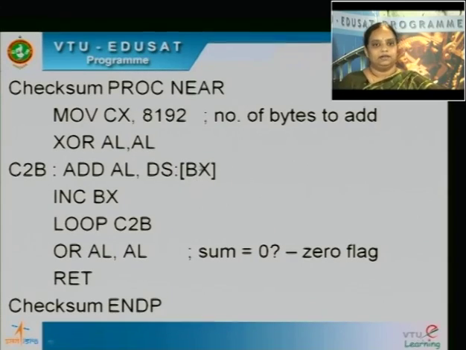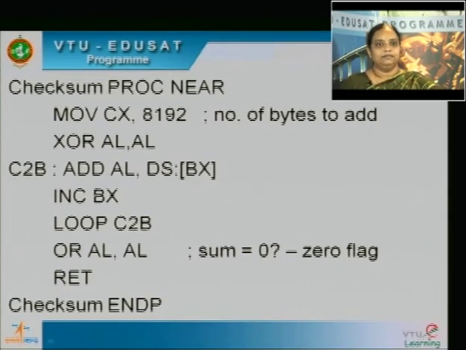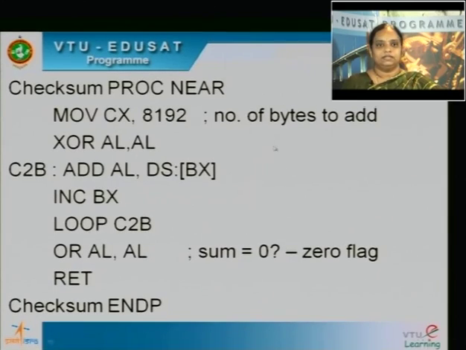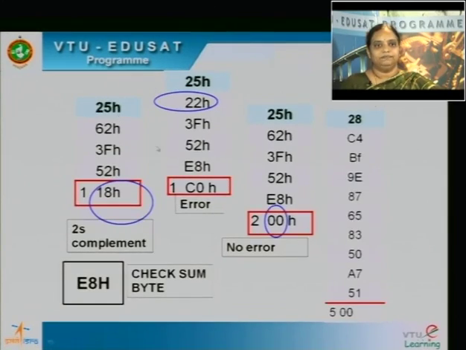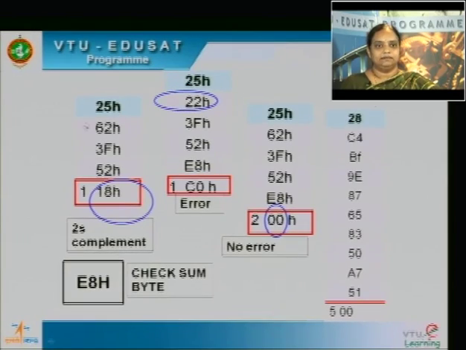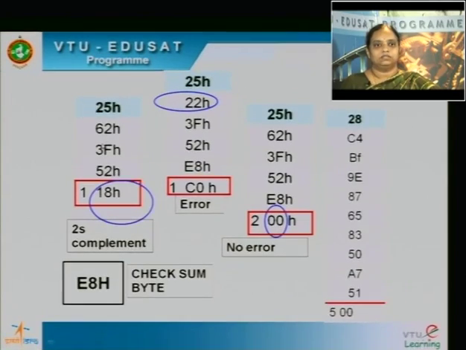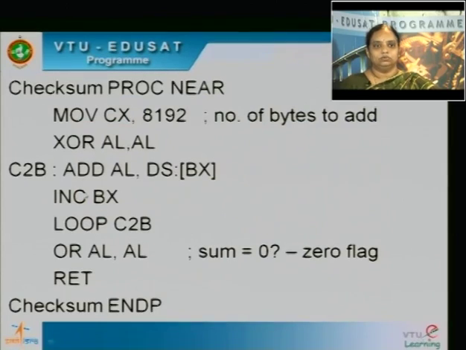So take the byte data, add it to AL, increment BX to point to the next data. First BX will be pointing to 25, then get 25. After that increment BX to point to 62. So add that 62 also to AL. You keep looping till the counter becomes 0, and afterwards what do we do? OR AL, AL.